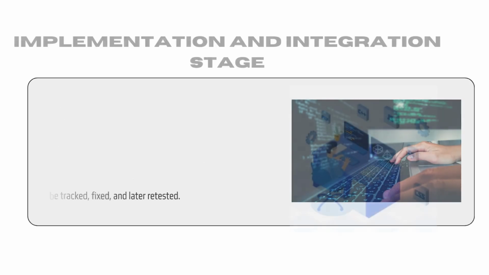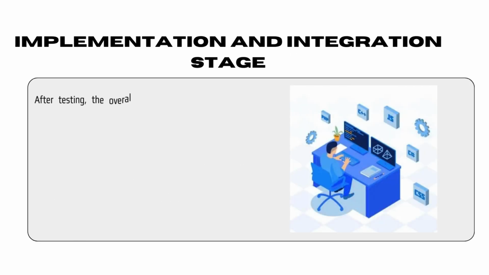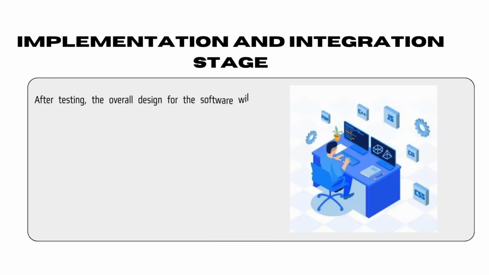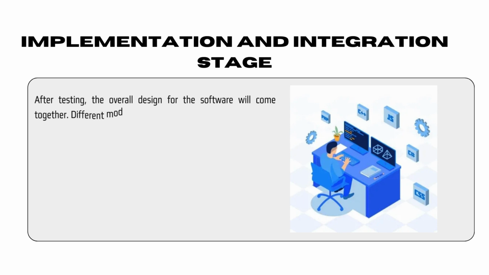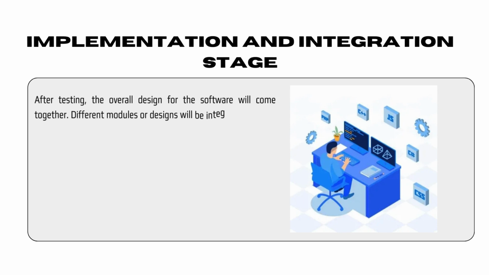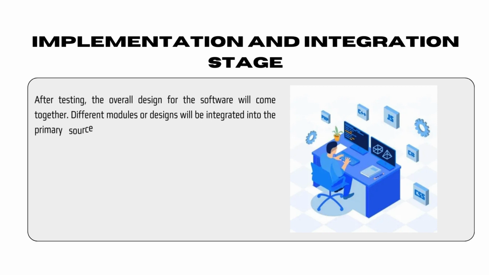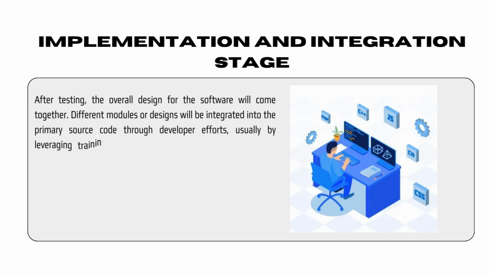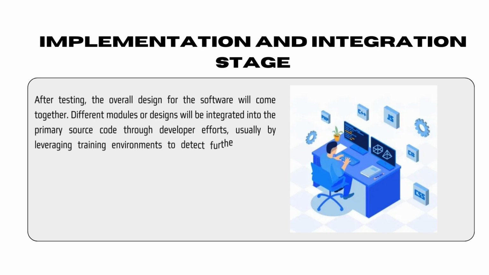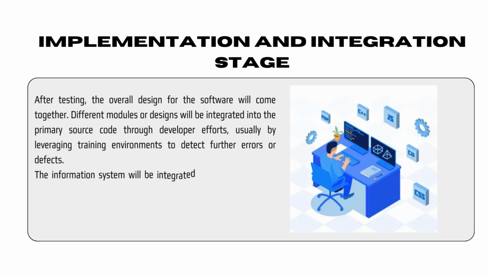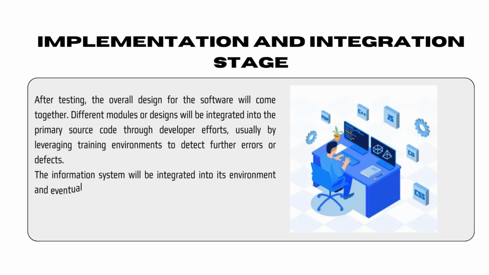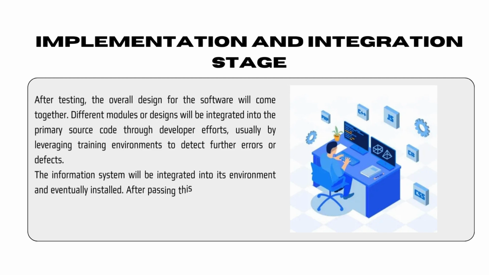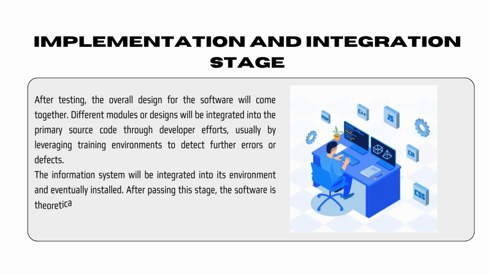Implementation and integration stage. After testing, the overall design for the software will come together. Different modules or designs will be integrated into the primary source code through developer efforts, usually by leveraging training environments to detect further errors or defects. The information system will be integrated into its environment and eventually installed. After passing this stage, the software is theoretically ready for market and may be provided to any end users.